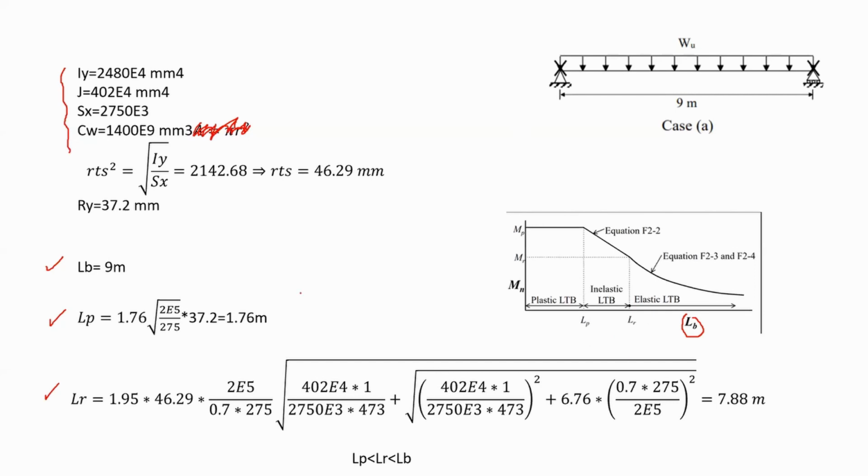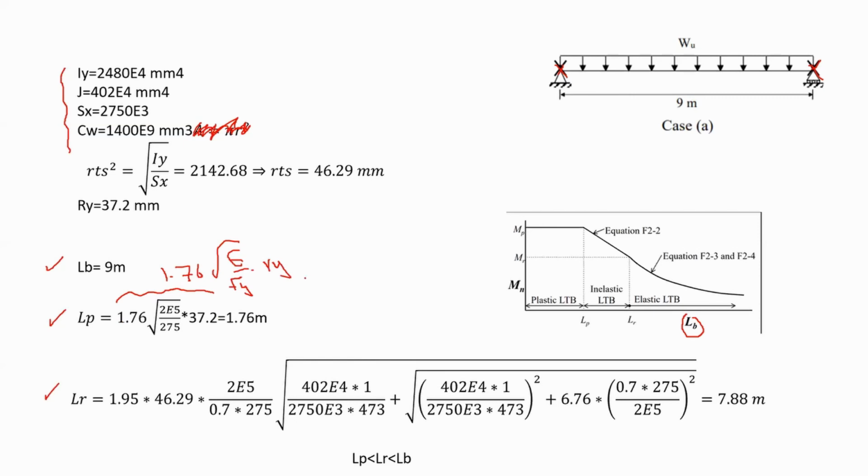Now, if you check LB, it would be the distance between these 2 X marks, the lateral supports. LB, therefore, is equal to 9 meters. Now, what about LP? In order to compare, there is an equation given to you in the AISC or in your notes, where LP is 1.76 Ry times the square root of E divided by Fy.